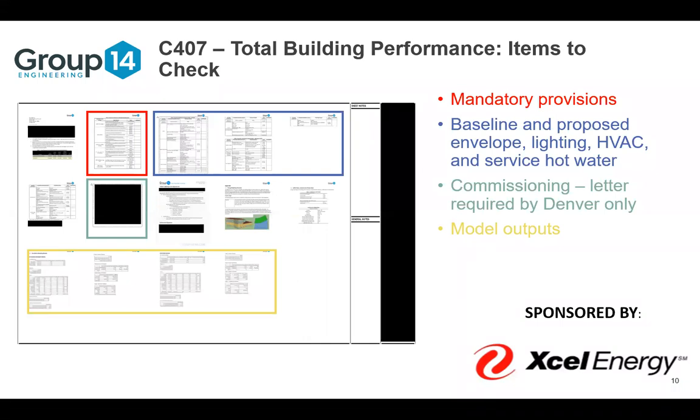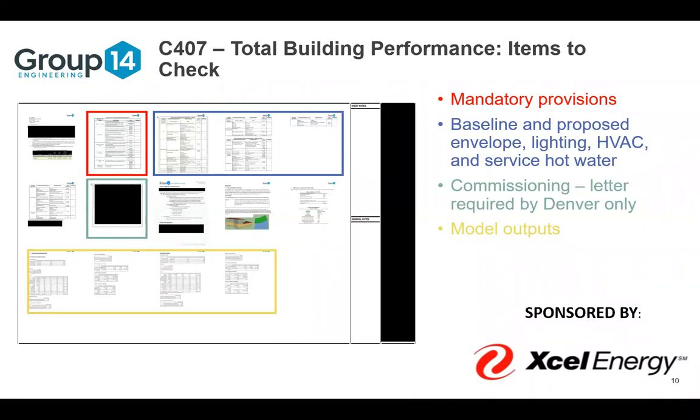Within the blue box is the baseline and proposed envelope, lighting, HVAC, and service hot water energy model inputs, and then where we found those inputs within the sheets or within the construction documents. So if we have a different glazing on the southeast and west facades than we do on the north facade, that is all listed here, and we tell you where it's found within the drawings or specifications. That green box is a commissioning letter that the city of Denver requires us to provide.